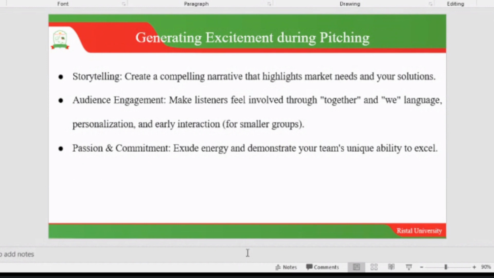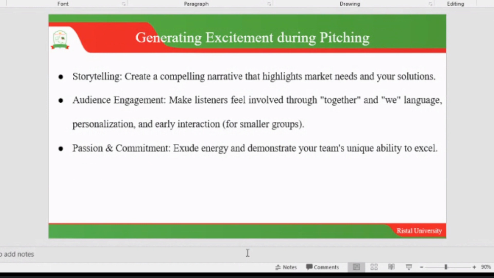Then you have to radiate passion and commitment. Show energy and demonstrate your team's unique ability to excel. Show that it's either you or no one else. It is your team which can really execute this business idea or innovation very well, by showing that you're passionate about it, you have all the data and information about that solution at your fingertips, and it cannot be taken away from you.